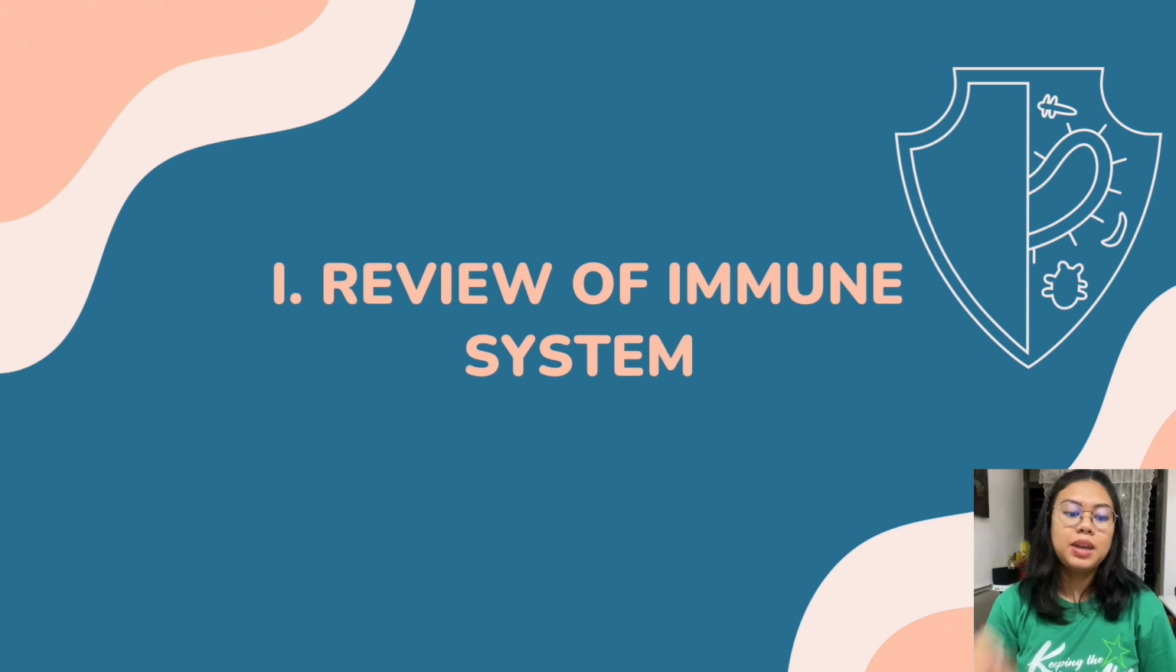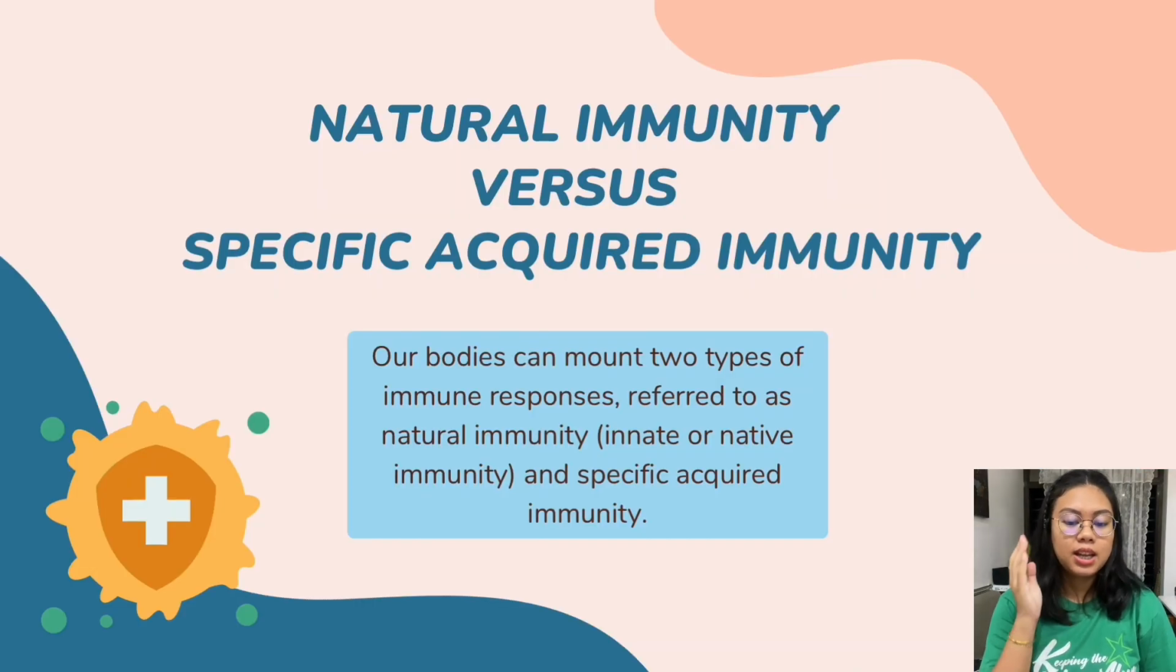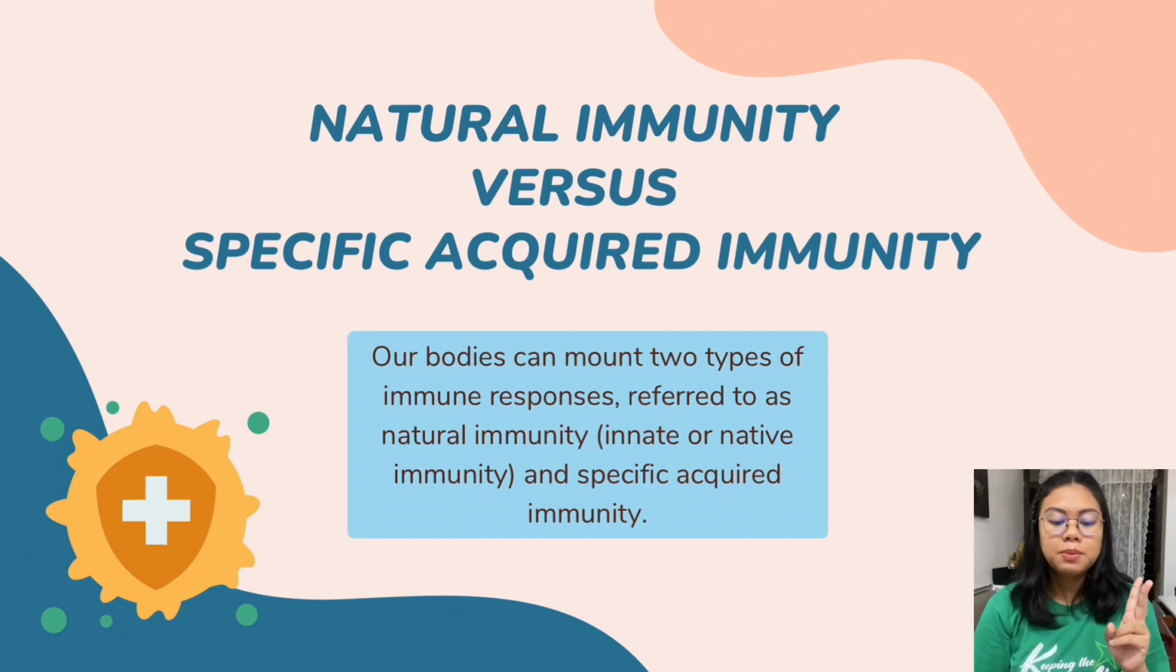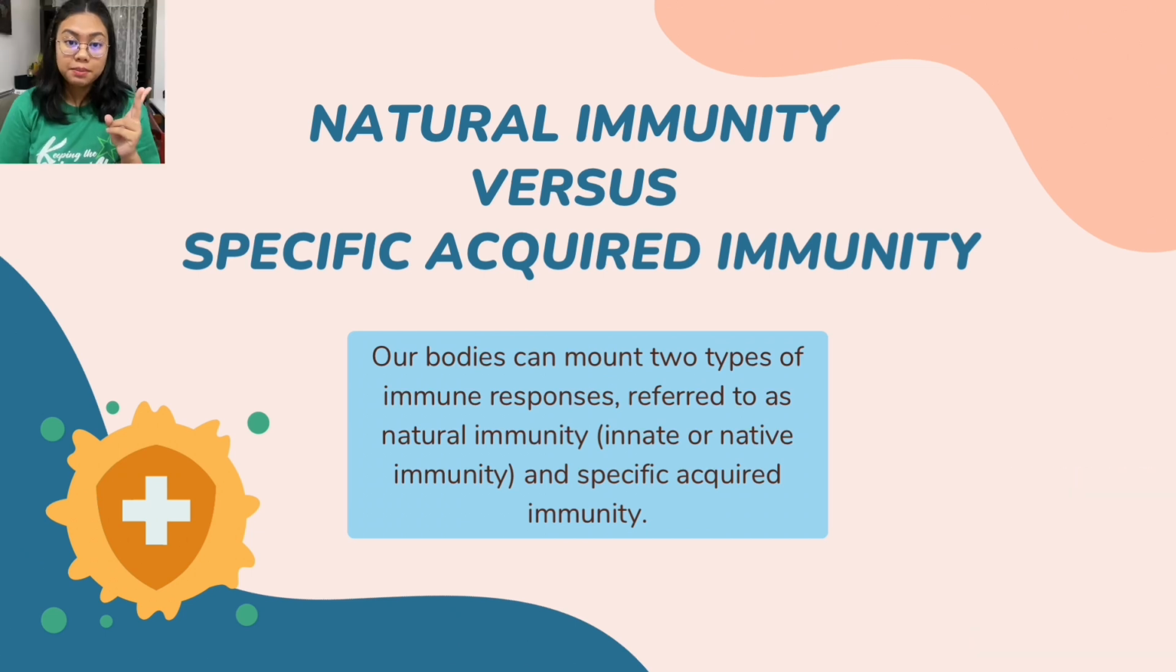So we know that we have two types of immune response, the natural immunity, or the innate or native immunity, and the specific acquired immunity. The specific acquired immune responses can be classified as either cell-mediated or humoral. Cell-mediated immunity refers to the immune responses in which targets are attacked directly by the immune system cells, specifically the cytolytic T cells and the macrophages, while the humoral immunity refers to the immune responses that are mediated by antibodies.